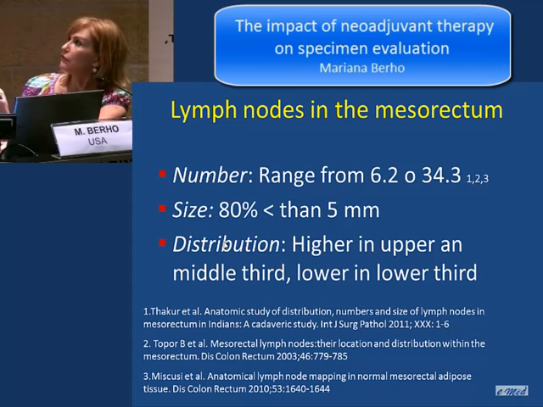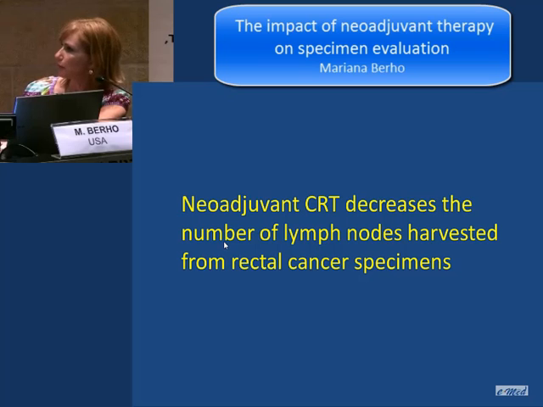As you know, the lymph nodes in the mesorectum are tricky because they tend to be fewer than in other parts of the colonic tract. They tend to be smaller. And it's important that your pathologists know that the number is always going to be decreased in the lower part of the rectum. So we don't have to freak out about that. That's the way that it happens anatomically.